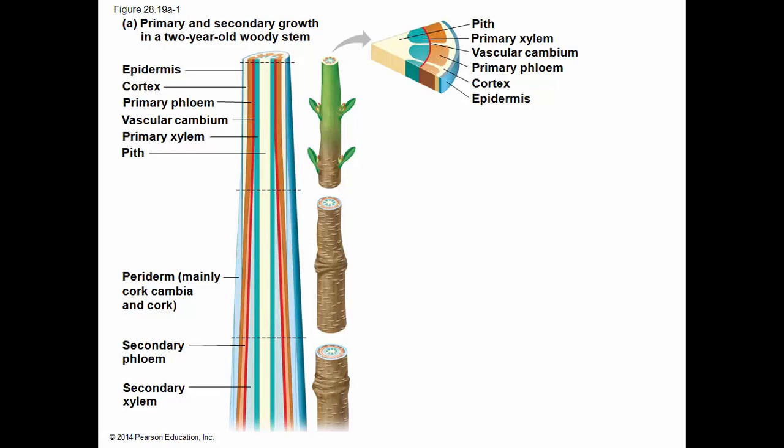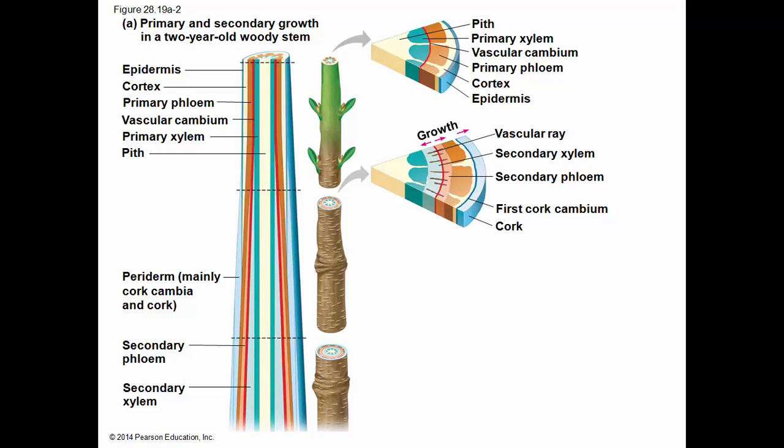Primary growth, the activity from the apical meristem, is nearing completion, and the vascular cambium has just formed. The vascular cambium is that red line here. Although primary growth continues in the apical bud, only secondary growth occurs in this region. The stem thickens as the vascular cambium forms secondary xylem to the inside and secondary phloem to the outside. So the xylem is getting split off to the inside, and the phloem is getting split off to the outside.